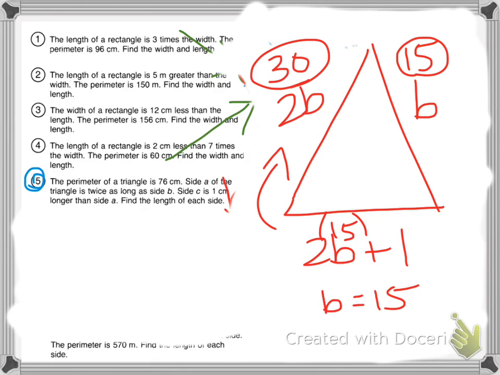So 2b plus 1 is 30, plus 1 is 31. So this one should be 31. If you don't have an answer key, how do you know if you are correct?